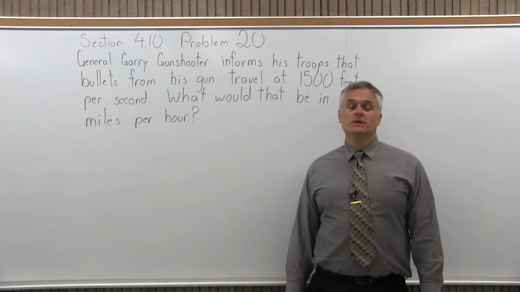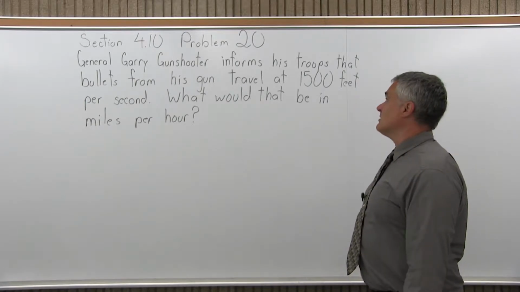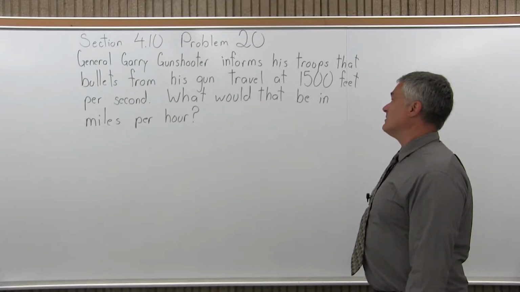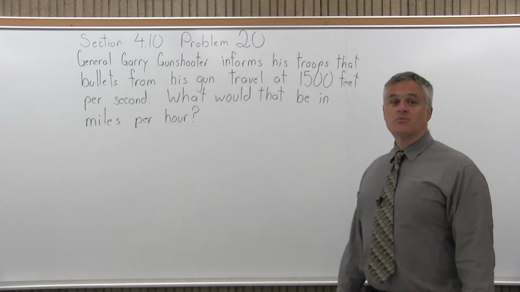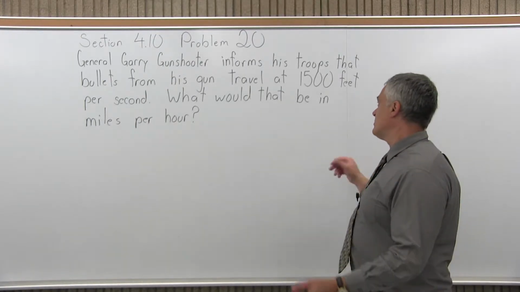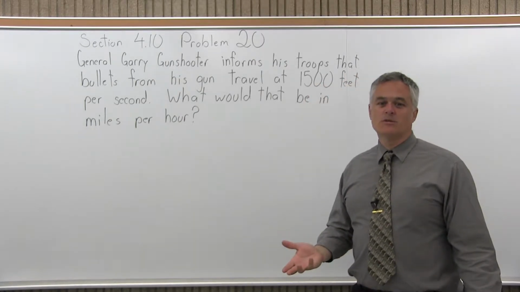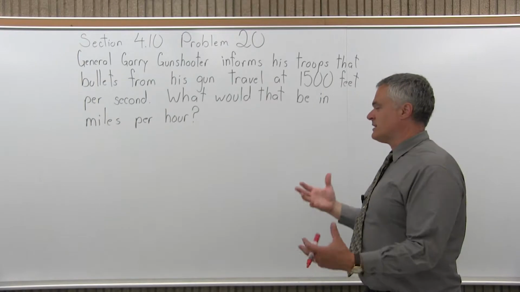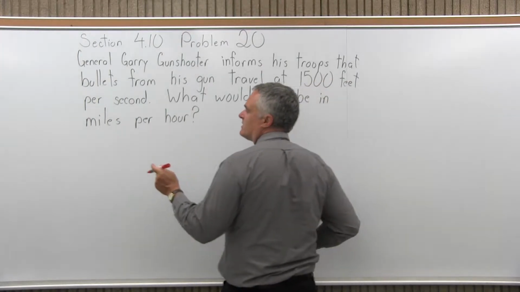This is Section 4.10, Problem 20. It says, General Gary Gunshooter informs his troops that bullets from his gun travel at 1,500 feet per second. What would that be in miles per hour? For people who know anything about guns, that's probably pretty realistic, and it's always a curiosity. What is that in miles per hour? Is that faster than the speed of sound? Let's see how you would figure something like that out.